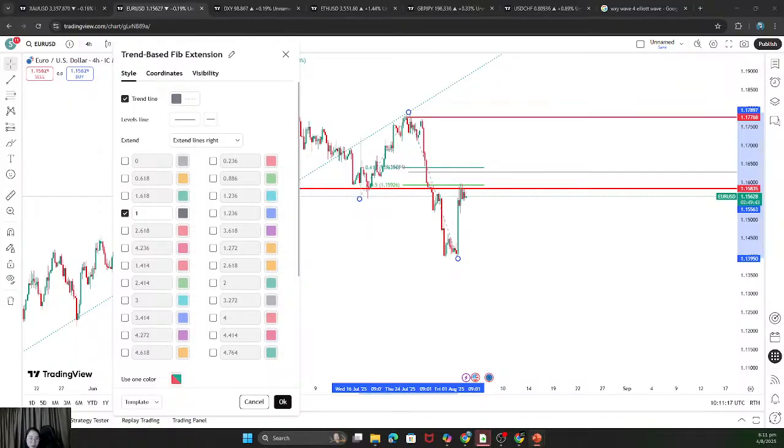100, 127.2, and 161.8. Okay, it doesn't work. Wait, 61.8, 78.6, and 100?